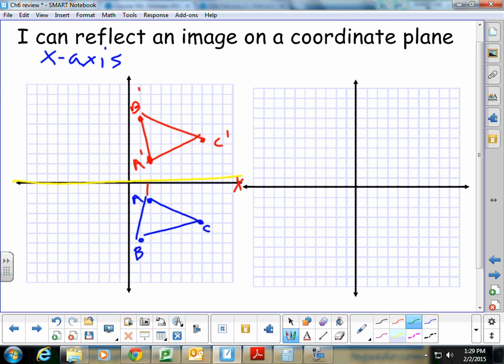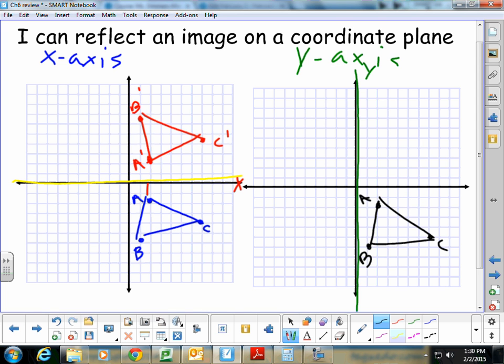Okay, and then the next one was over the y-axis. So you're going to flip over this line. That original shape again, A, B, and C. Here's already drawn for you, so flipping over the y-axis, so 7 this way, so we go 1, 2, 3, 4, 5, 6, 7, and 1 in. Notice I labeled them prime.